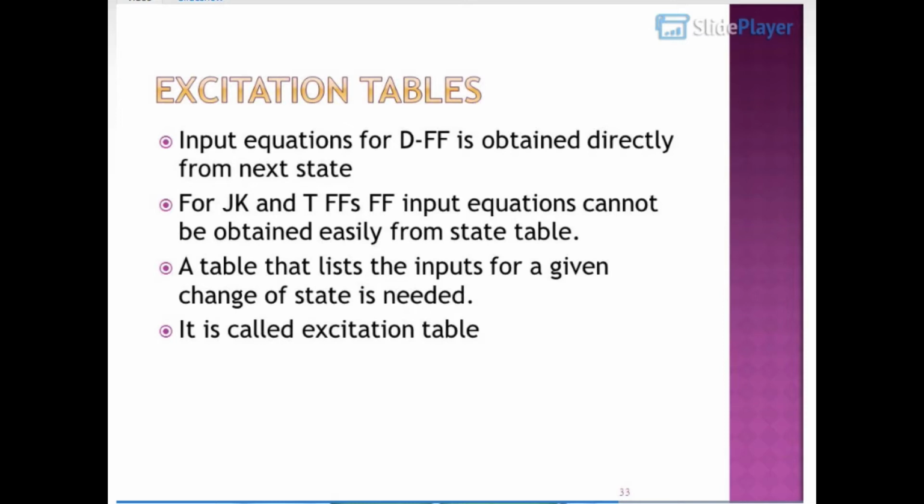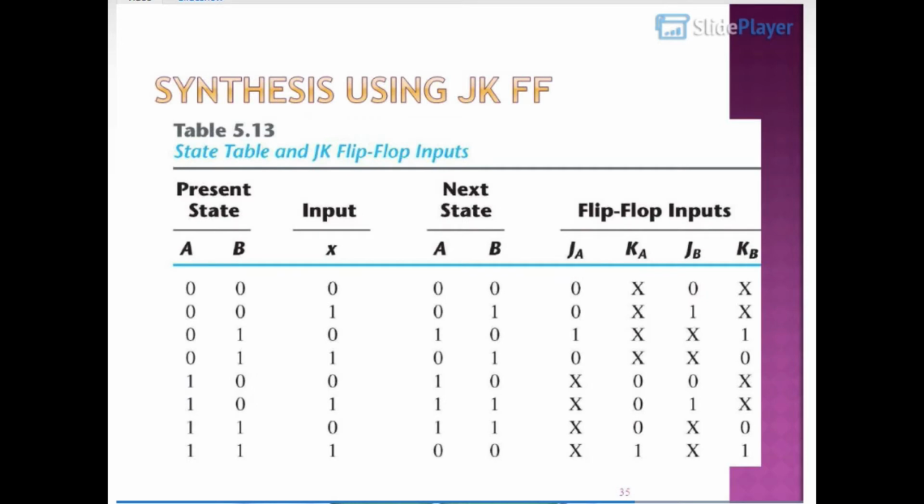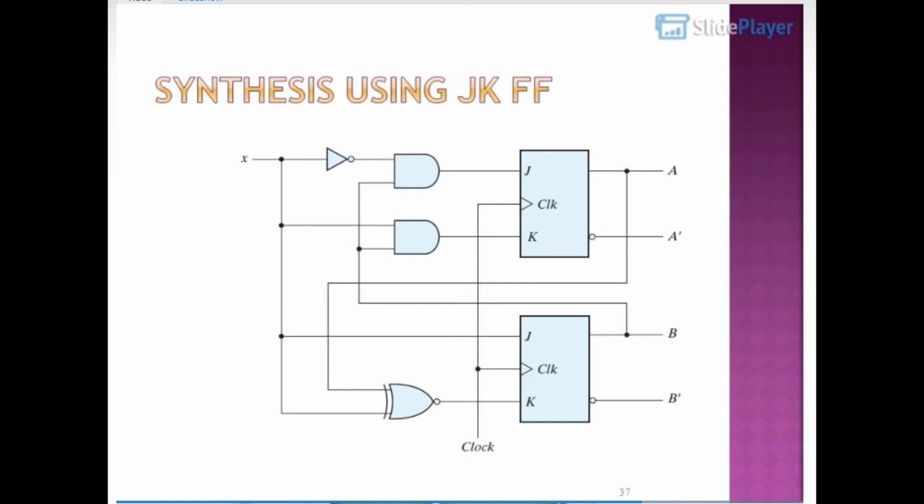Excitation tables. Input equations for a D flip-flop are obtained directly from the next state. For JK and T flip-flops, input equations cannot be obtained easily from the state table. A table that lists the inputs for a given change of state is needed. It is called an excitation table. Synthesis using JK flip-flops.